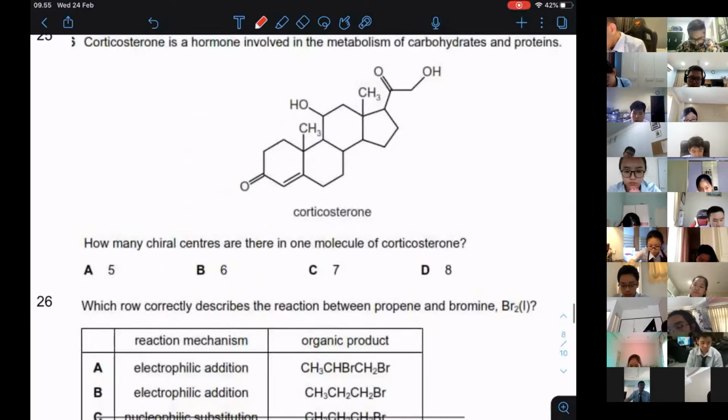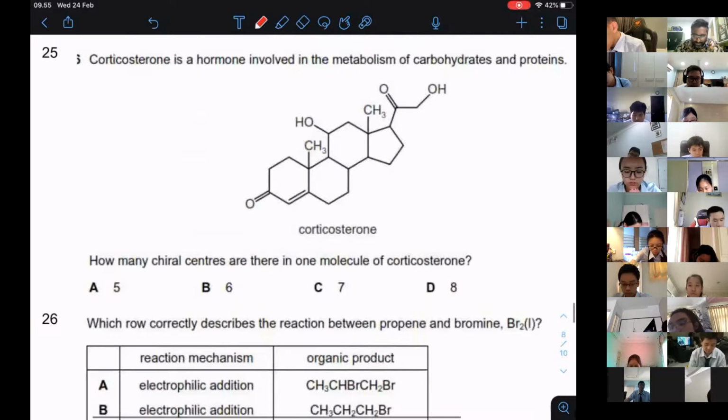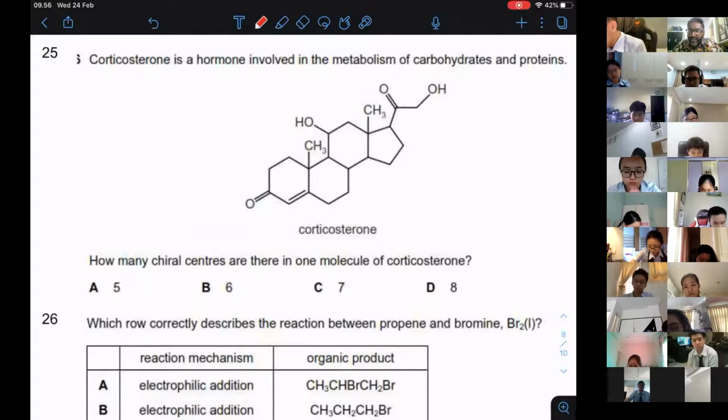Maybe we try this. How many chiral centers are there in one molecule of corticosterone? This is the one from just now when we discussed, and Josh was also asking this question. Not many times am I referring to Josh, but he did ask. It will be quite difficult to identify optical isomerism because it's all joined together, but you need to use that assumption, the one that I mentioned to you.